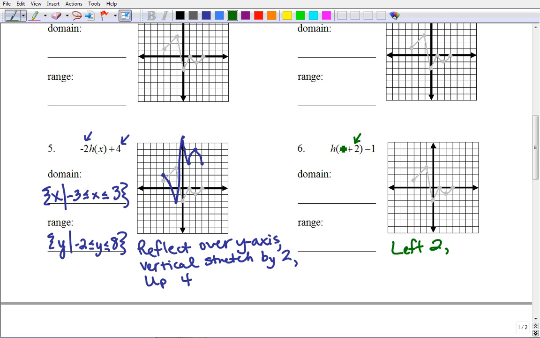Okay, we don't have anything to multiply by x except 1. We don't have to multiply anything by y. There's just an implied 1 there. But we do have to do this one right here. That minus 1 means we're going to go down 1. So for each of these points, we're going to go left 2, down 1. So left 2, down 1, left 2, down 1, left 2, down 1, and then left 2, down 1. And connect.